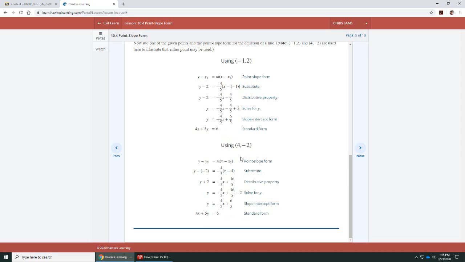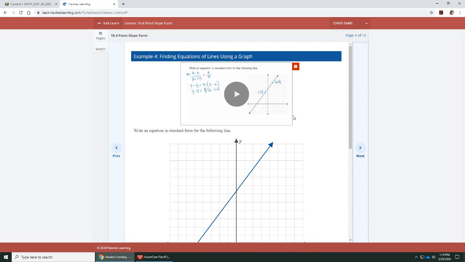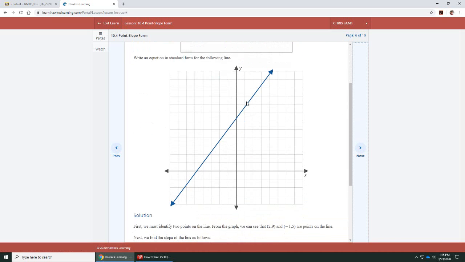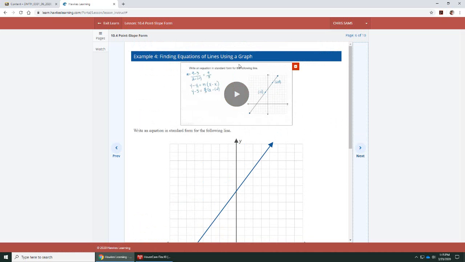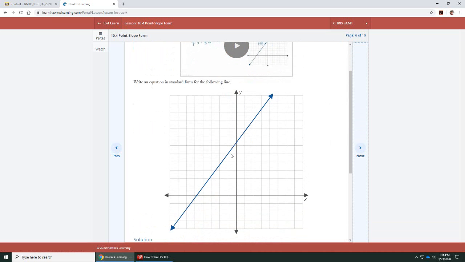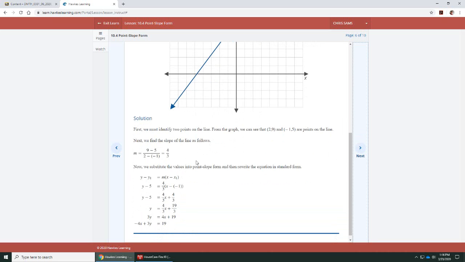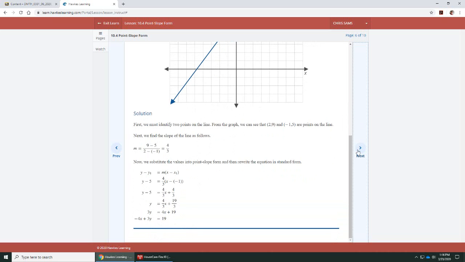Or you can just plug in the other points to check your work. Either way is fine, but just note, if you have 2 points, you can pick either one and it should work. Normally I pick the one with the smaller values or the one that is positive, if I can do all positive. So here's some examples, finding the equation of the line, given the line itself. So we just kind of pick some points off the line and then graph it. And they're going through this, which we'll do together.